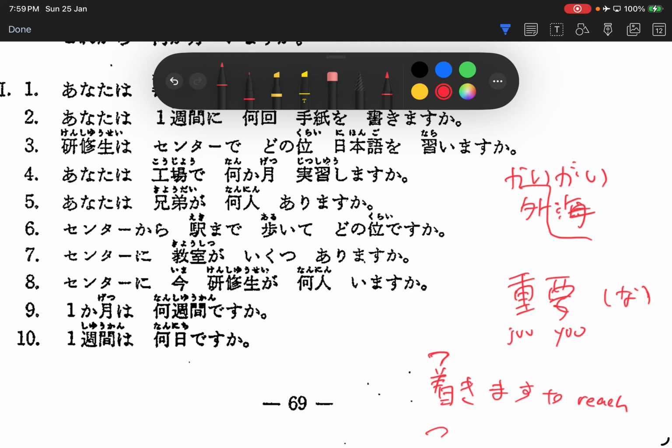Okay, very good. 4週間ぐらいです。Okay, so ぐらい, remember what is ぐらい? ぐらい means 大概, about. Right? Okay, I just want to check you understand what's ぐらい. Okay, next number 10. 1週間は何日ですか? 1週間に30日ぐらいです。Okay, good. But we also learned this word called 大体.